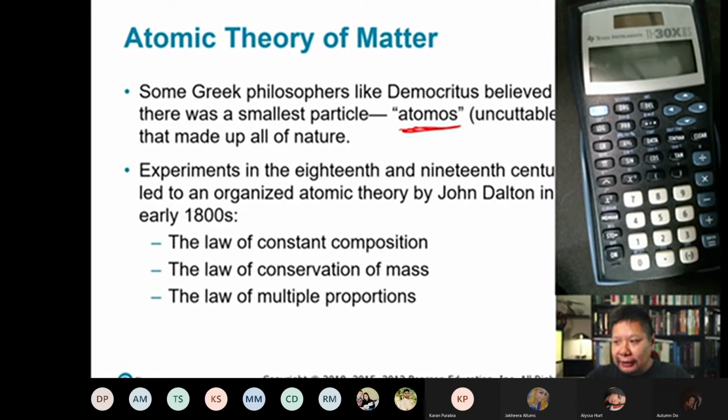And it's based on three different laws. It's the law of constant composition, the law of conservation of mass, and then the law of multiple proportions. We'll go through each one of these in a second, but just make sure that these three laws are what comprise, what help determine, the atomic theory of matter, okay?